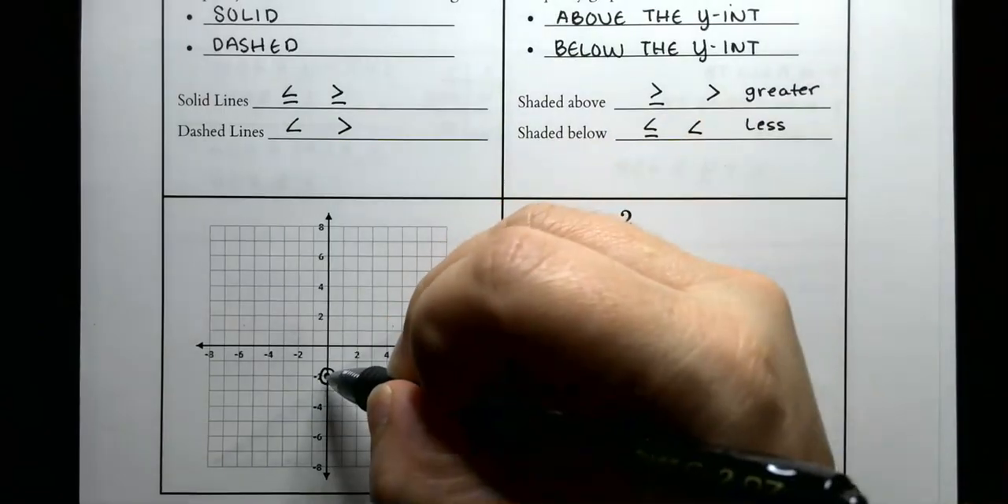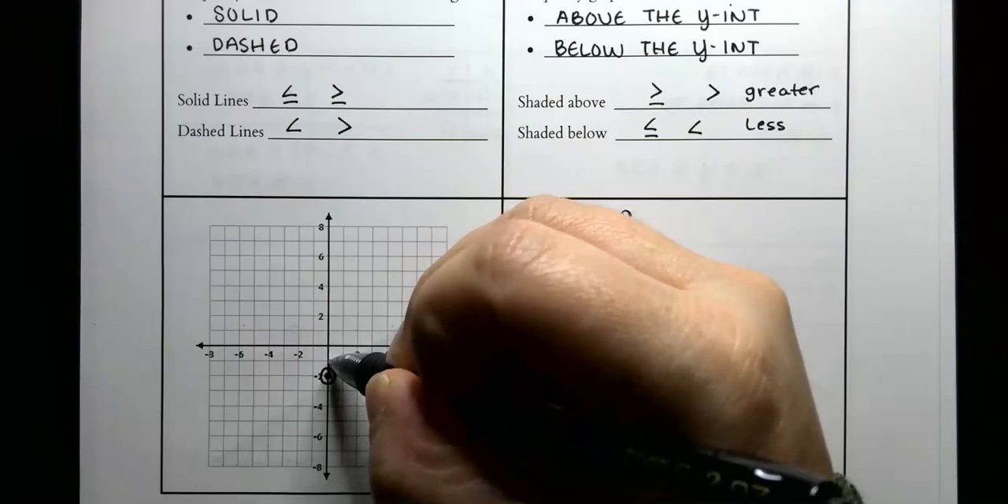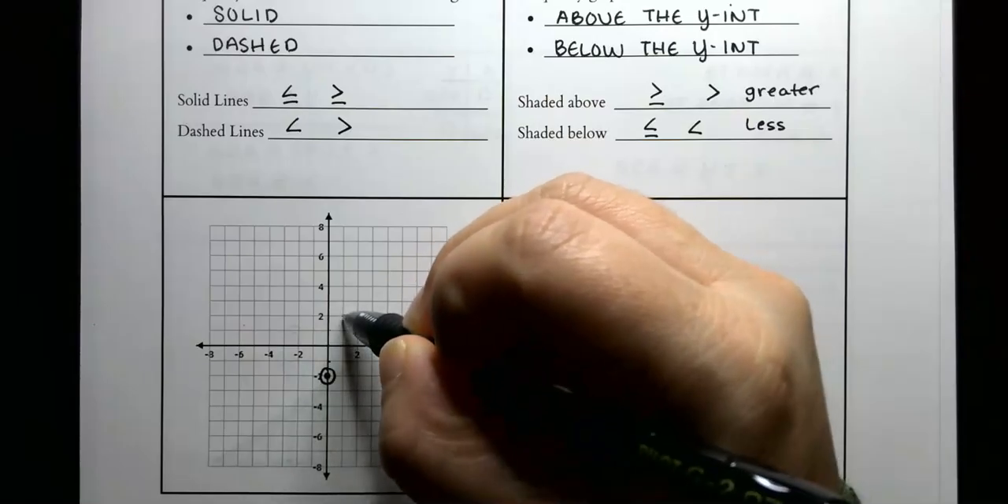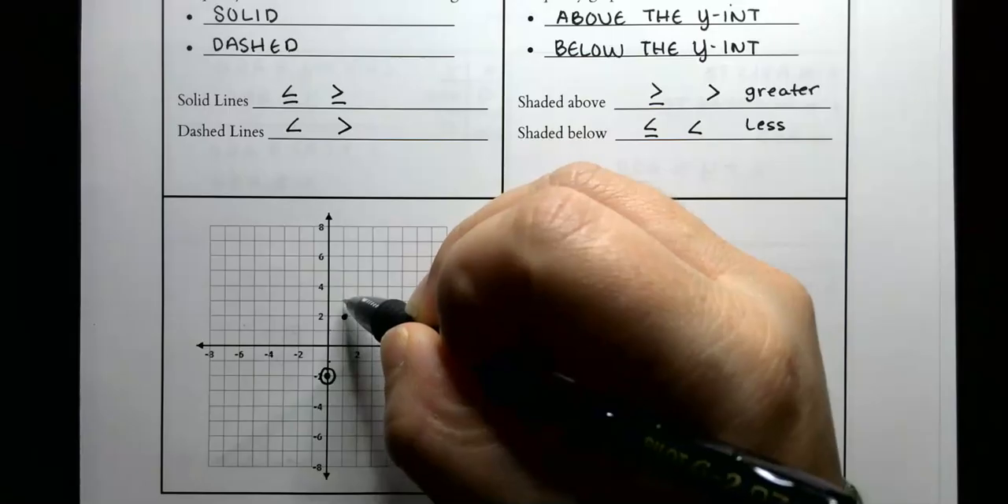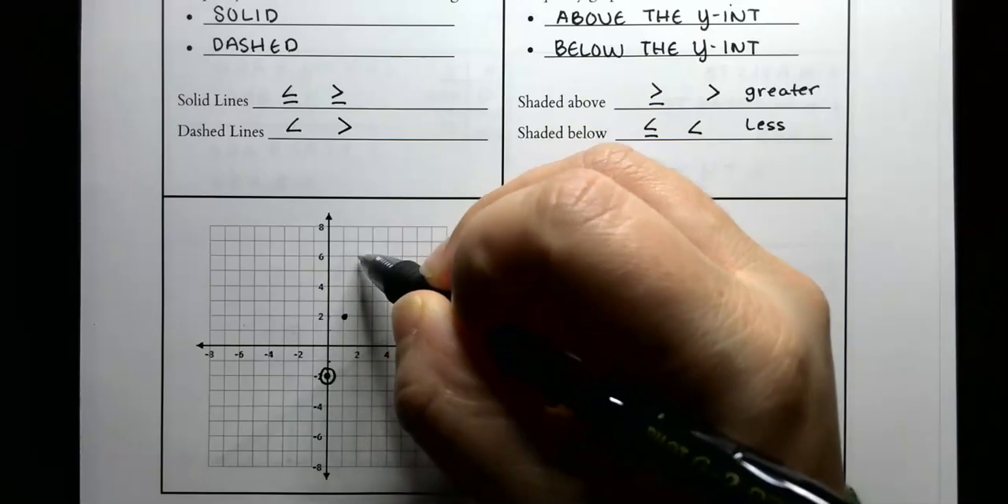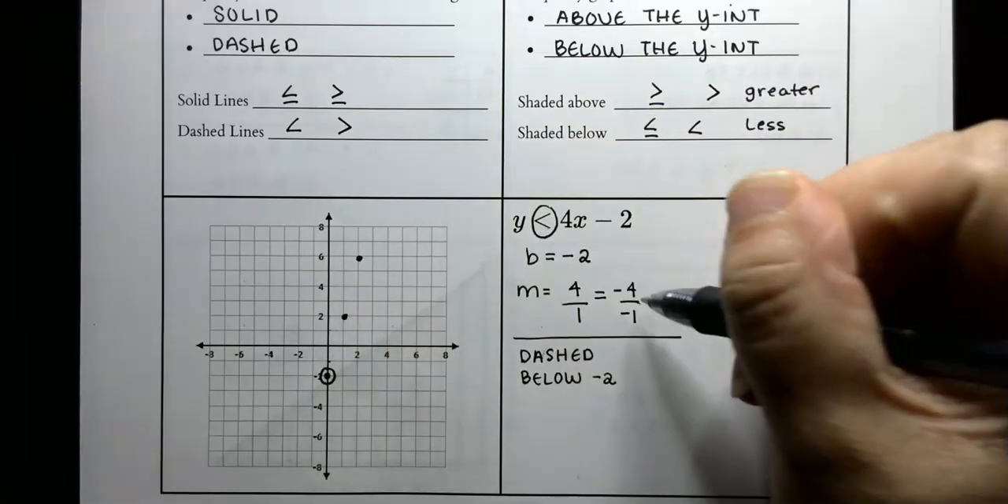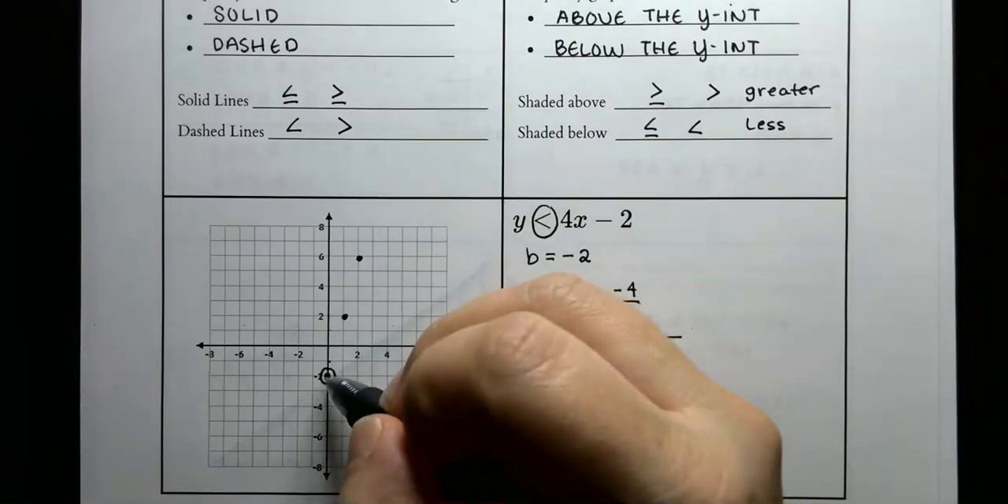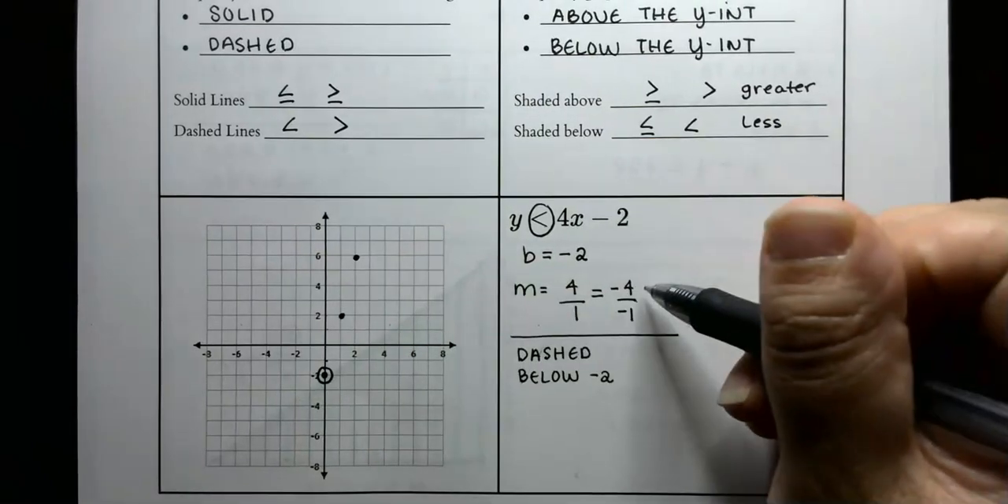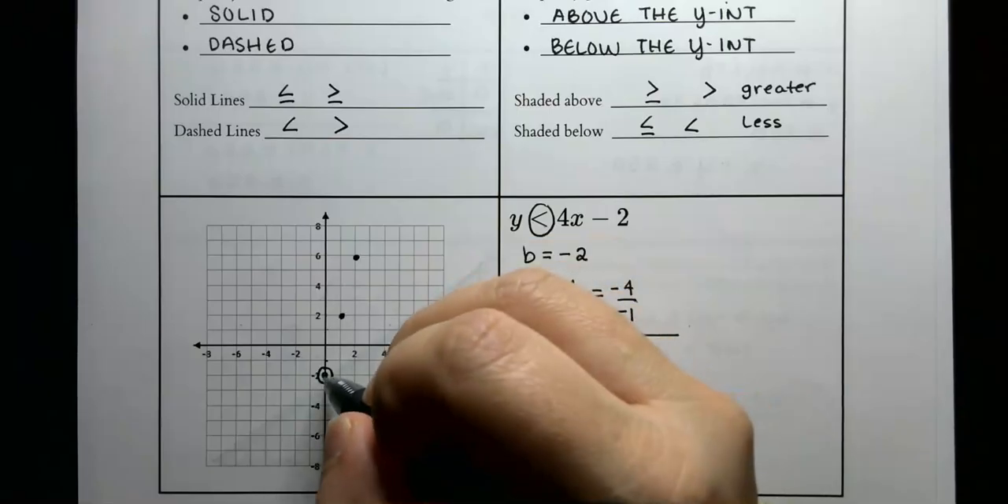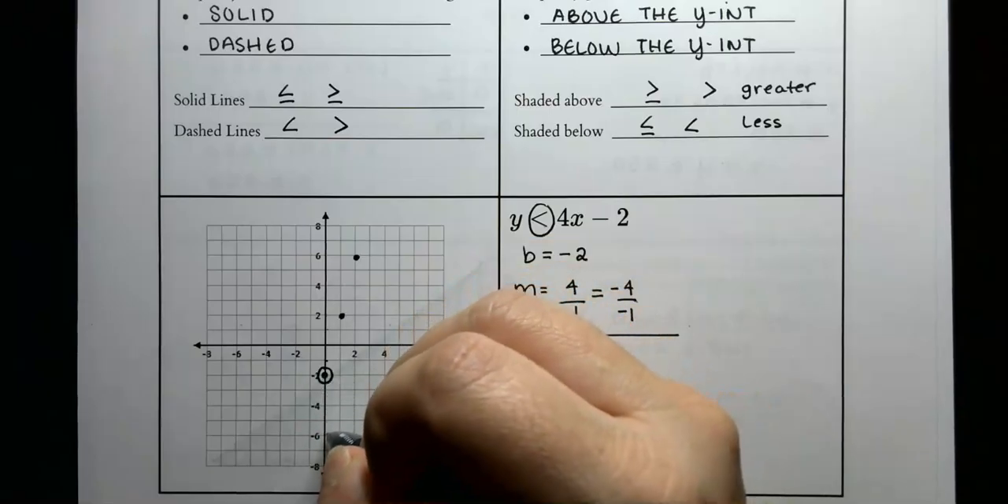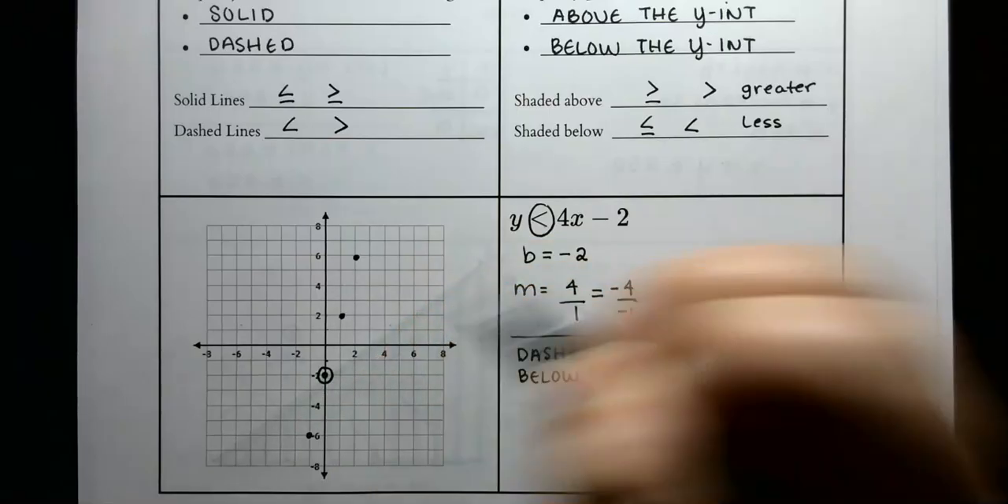All right, our slope tells us we're going to go up 4 and over to the right 1. So from here, remember this is 0, 1, 2, 3, 4 over 1. And then I'm going to do the reverse one. I'm going to go back to my y-intercept. I'm going to go down 4 and over to the left. 1, 2, 3, 4, and then over to the left.